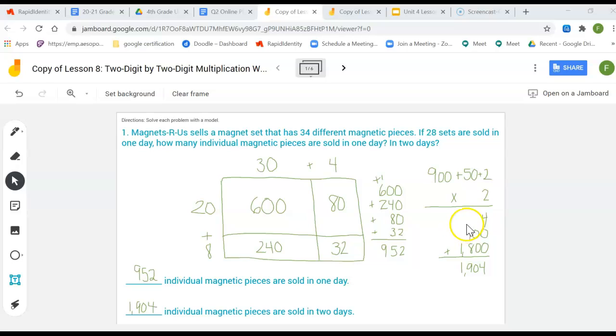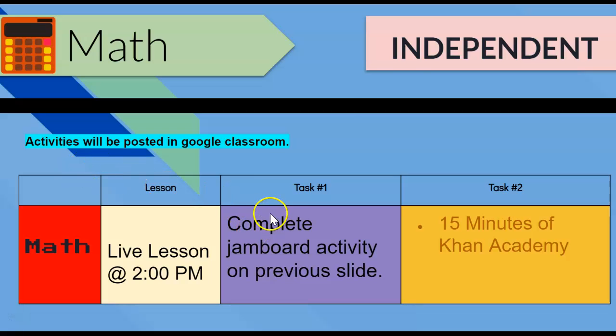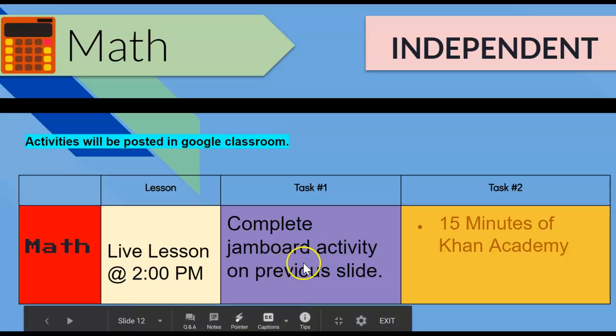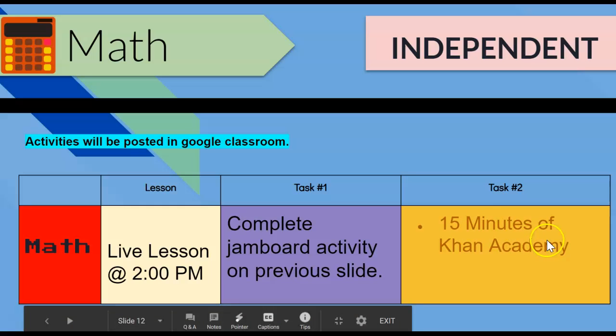So go ahead and make sure to complete the rest of them, and make sure to show your work before you turn it in to your teacher in Google Classroom. And our last slide here just shows you specifically what you need to do for independent work. Make sure to complete the Jamboard activity on the previous slide. Also, work on Khan Academy for 15 minutes, and complete your assigned lessons there.